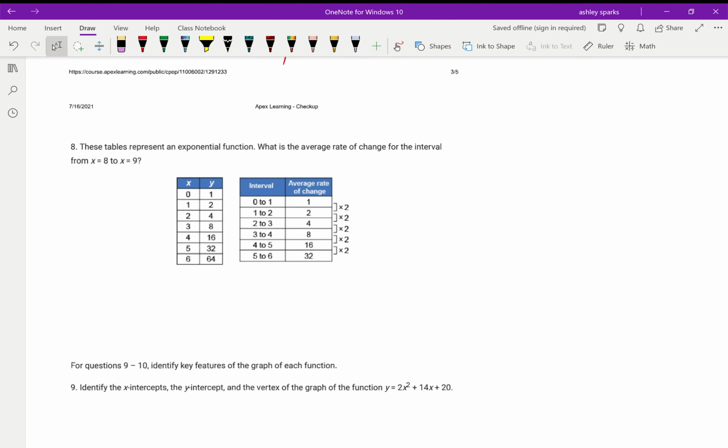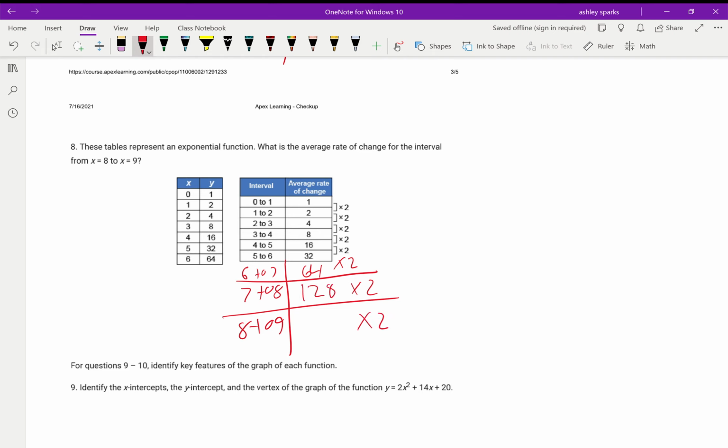And once again, this wants to know about 8 to 9. Again, I like to just extend out my patterns. So 6 to 7, 7 to 8, and 8 to 9. This time, it looks like my pattern is multiplying by 2. So to go to my next one, 32 times 2 would give me 64. 64 times 2 is going to give me 128, and then 256 would be my answer for 8 to 9. So it's just using your calculations that you have.